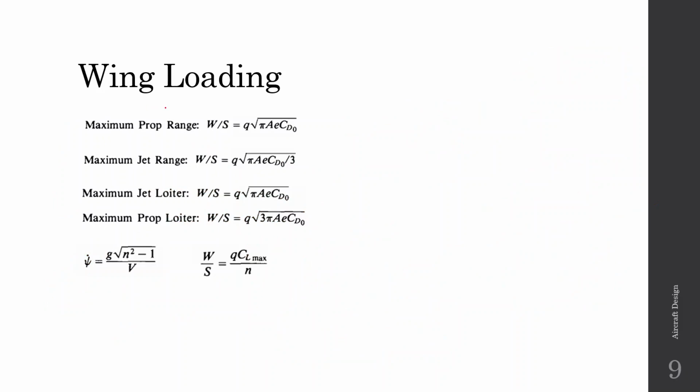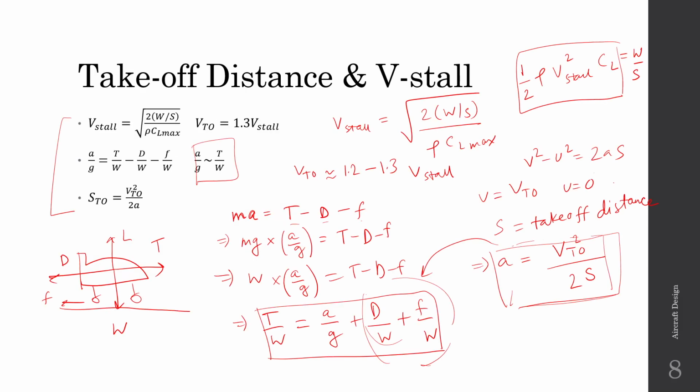Now I'm going to talk about wing loading. Wing loading also you have to find out from the fundamental equations of each of the phases of flight. So as you saw, for takeoff, if the stall velocity is given, then you can find out the wing loading using this formula.